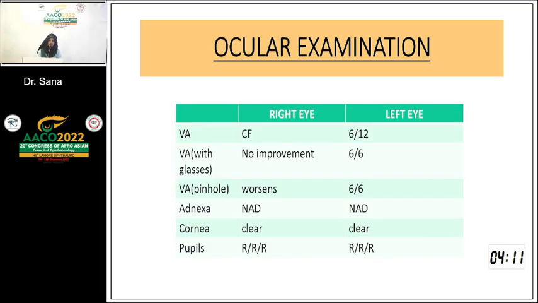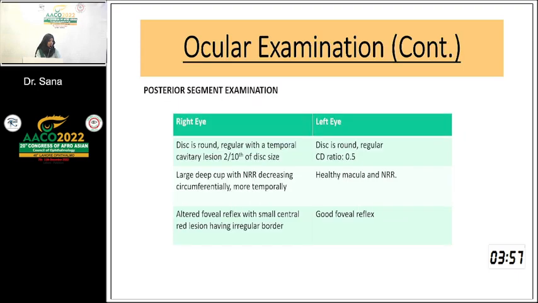Coming towards ocular examination, in the right eye visual acuity was counting fingers and it worsened with pinhole. In the left eye, best corrected visual acuity was 6/6. Anterior segment examination was normal in both eyes. On examination of the fundus, in the right eye the disc was round, however there was a cavitary lesion measuring 2/10 of the disc diameter temporally, and there was decrease in neuroretinal rim, foveal reflex was altered and we could appreciate some macular swelling on clinical examination. Left fundus was healthy.